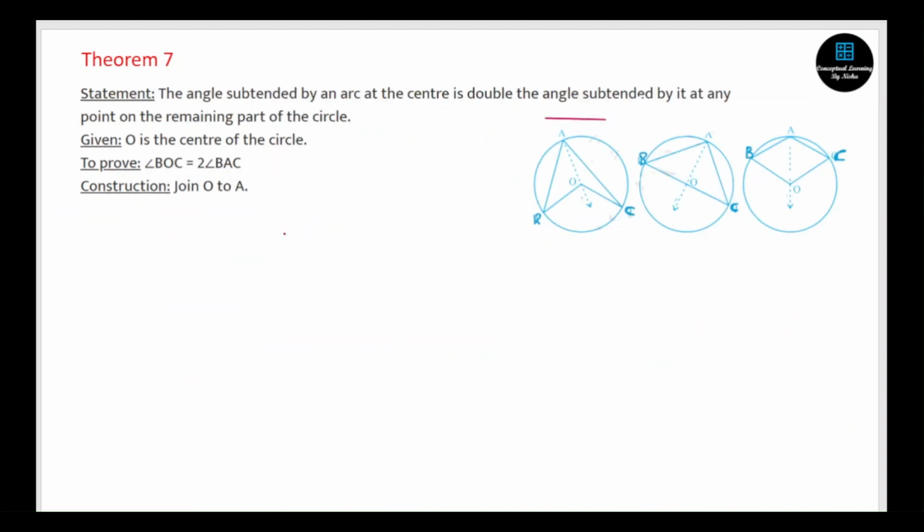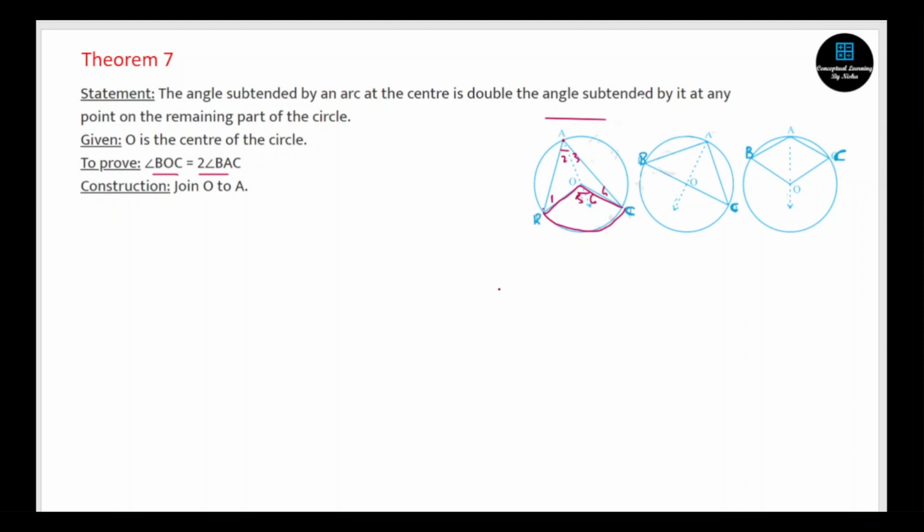Alright, now a very important theorem here. The angle subtended by an arc at the center is double the angle subtended by it at any other point on the remaining part of the circle. Means what? See, this arc BC is given that subtends the angle BOC at the center. Also one point is here on the remaining part of the circle. The same arc subtends the angle BAC here. We have to prove that BOC equals 2 times BAC. So I'll just label these angles 1, 2, 3, 4, 5 and 6.